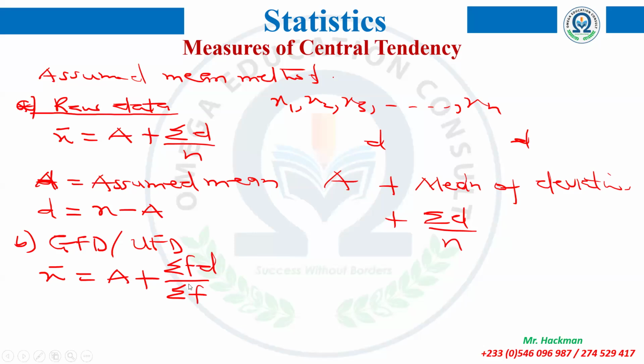Your D will still be X minus A. However, if you are dealing with grouped data, the X will not be given directly. Remember, you are going to find the midpoint, which will be your X value. So for the grouped data, you will find your X. For the ungrouped, then the raw data, the X values will be known directly; you will not find them. Is my point well made?